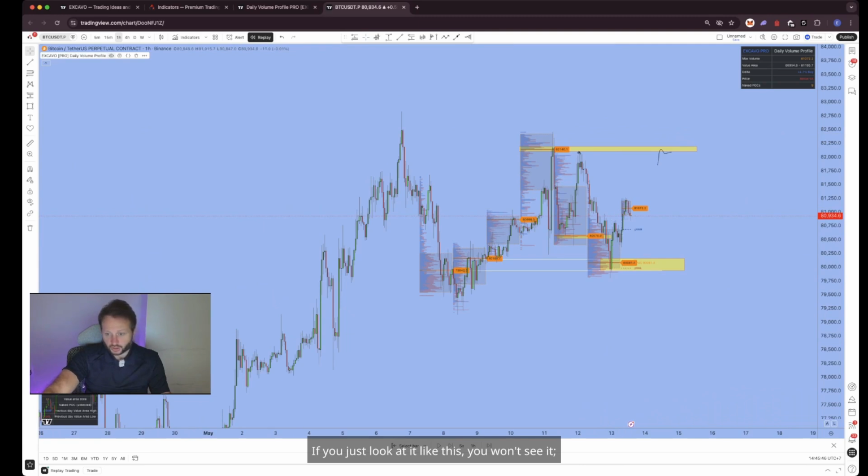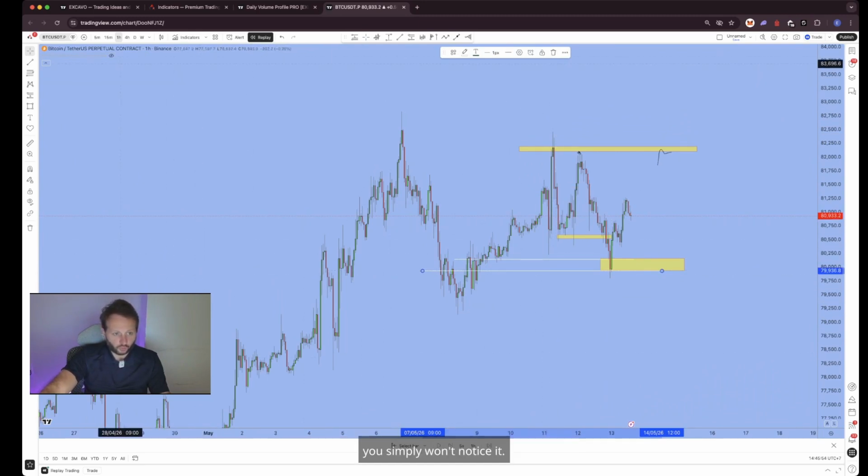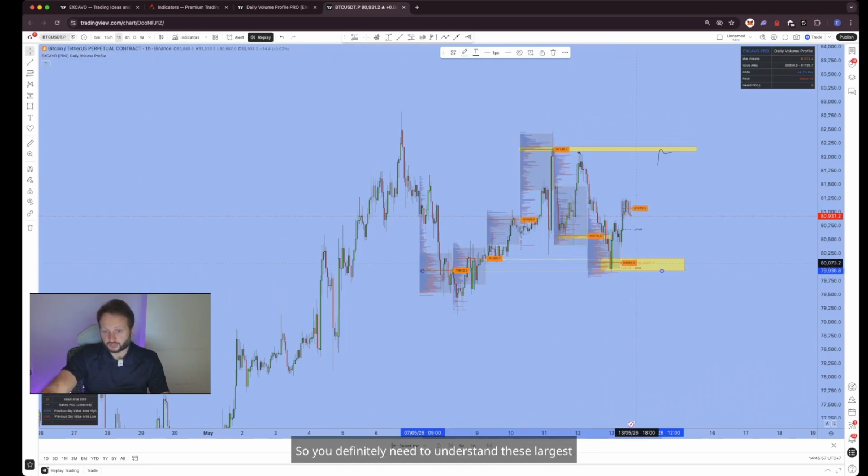If you just look at it like this, you won't see it. If you just look at candles or use some other tools, you simply won't notice it. So you definitely need to understand these largest volumes, especially intraday. Because the next day, there will be a hunt for this price level.